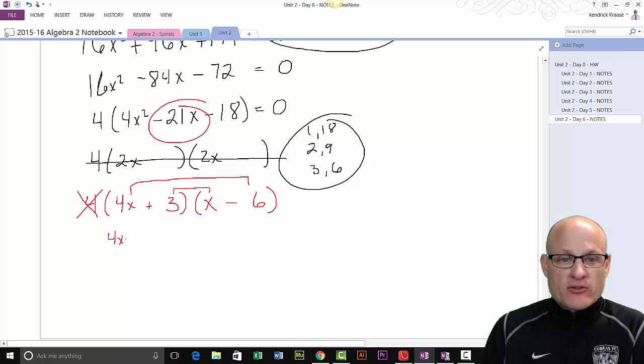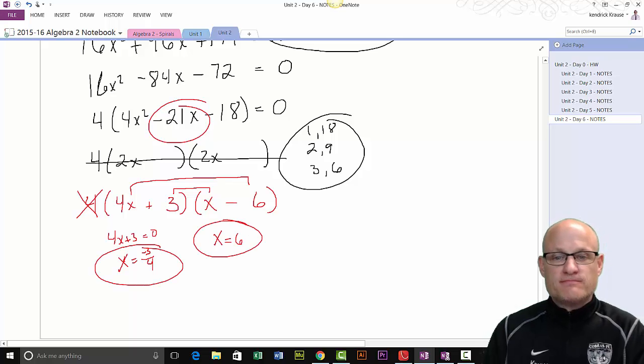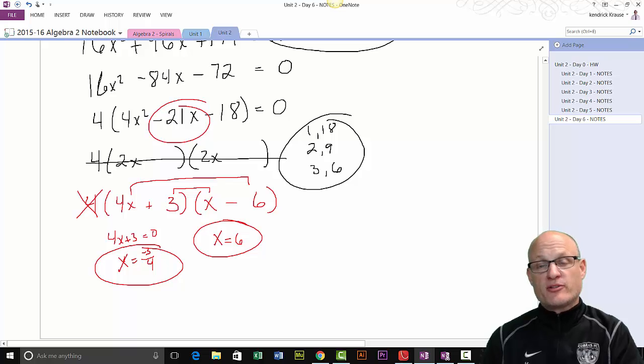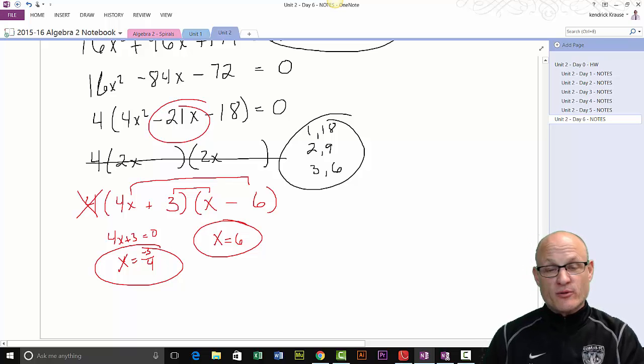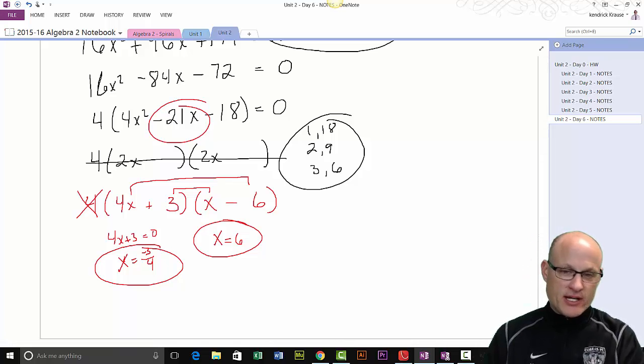This one gives me 4x plus 3 is equal to 0. Bring the 3 over and divide by 4, and I get x equals negative 3 over 4. This one is just x equals 6. Those are my two answers. One of them doesn't work. I'm going to tell you that right now.